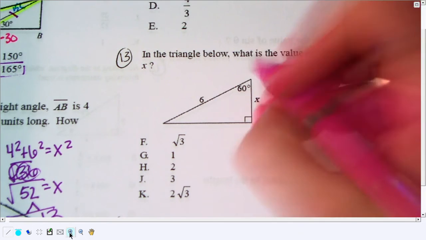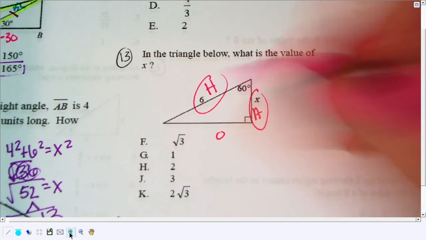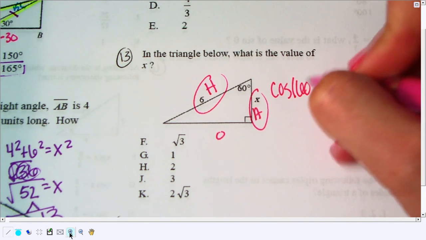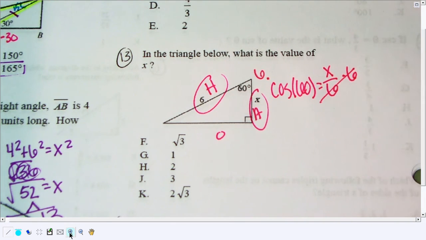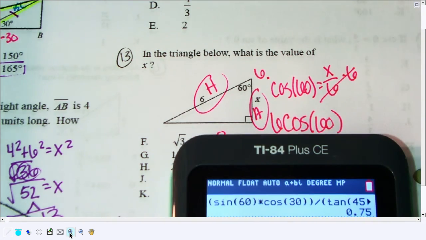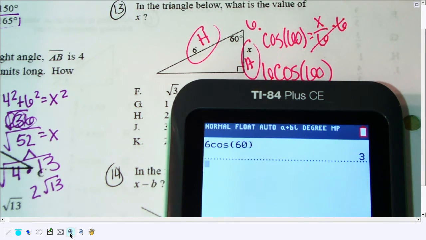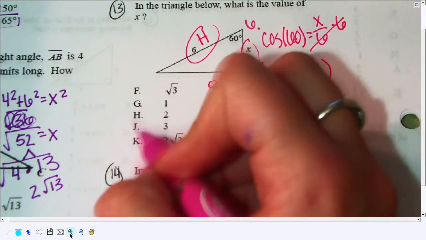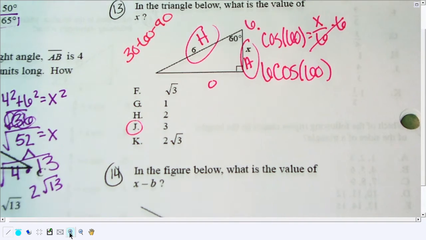All right, number 13, in the triangle below, what is the value of x? So I have hypotenuse, opposite, adjacent. This is cosine. So cosine of 60 equals x over 6. Clear the fraction by multiplying by the denominator. So I get 6 times cosine of 60. 6 cosine of 60 is 3. This is also a special right triangle. This is referred to as a 30, 60, 90. We will get to those after we learn the law of sines and law of cosines.